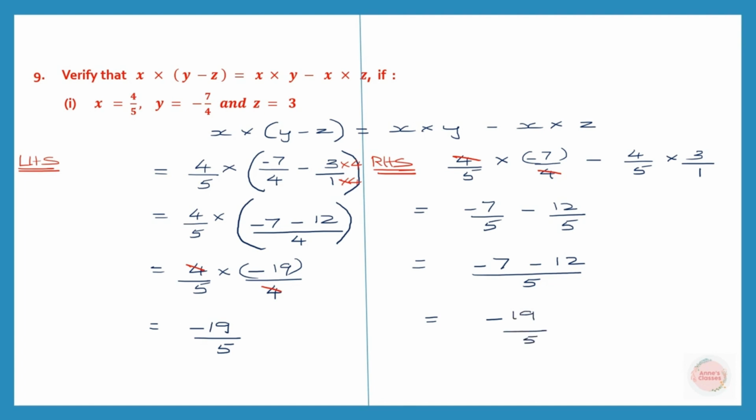is 5. So here what do we have now? On the right hand side we have minus 19 by 5. On the left also we have minus 19 by 5. So what have we proved? That the left hand side is equal to the right hand side. So we have verified this.